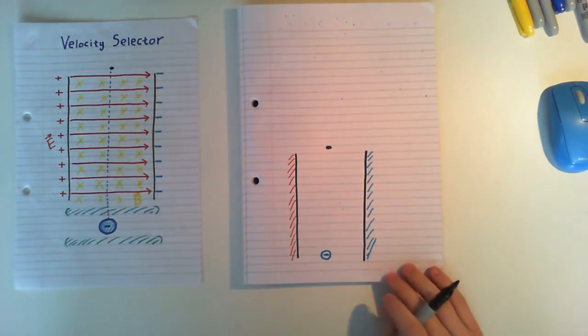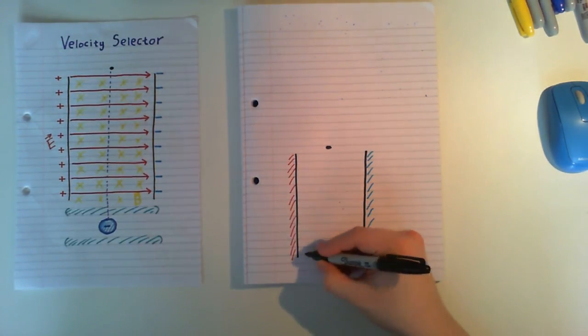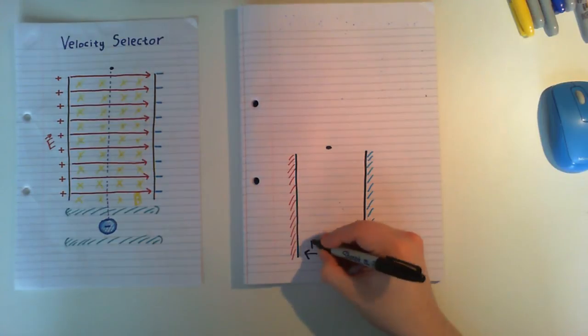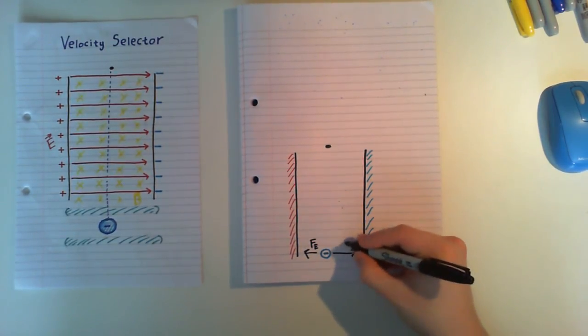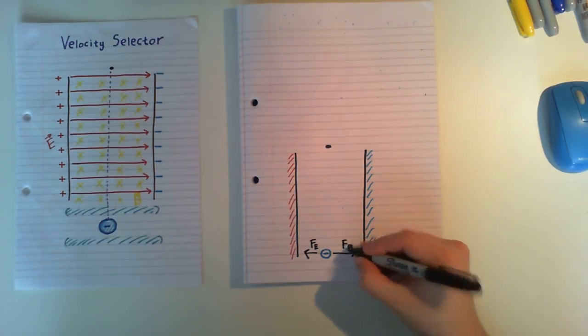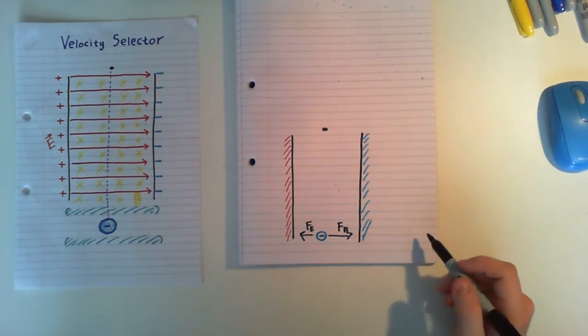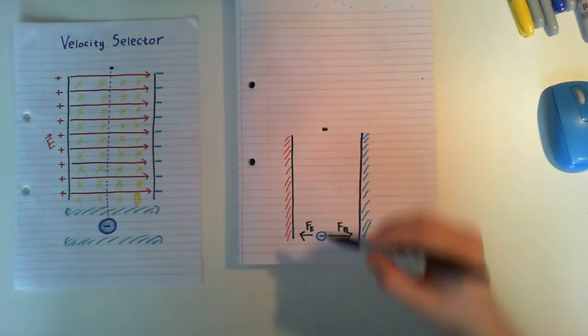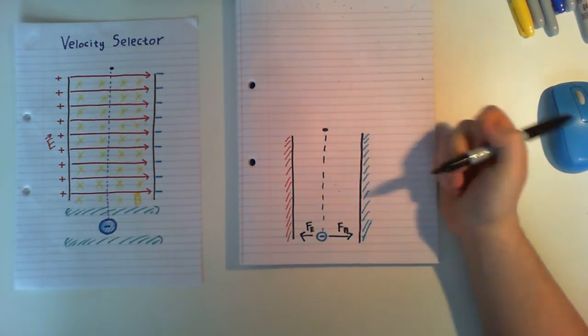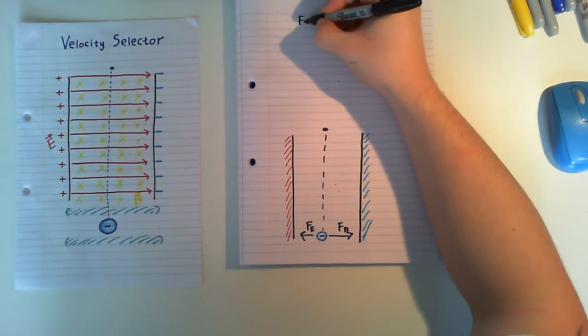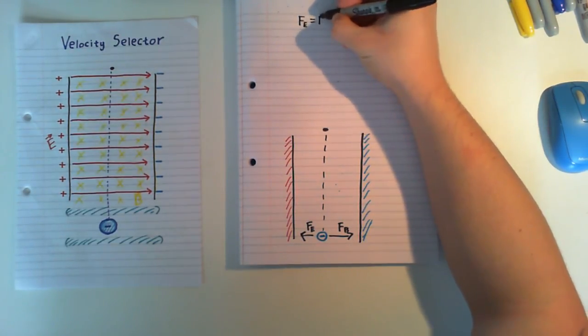And what we're going to find is we've got the force due to the electric field acting that way, and we have the force due to the magnetic field acting that way. And for this to achieve a completely straight line going all the way up means that F_E must equal F_B.